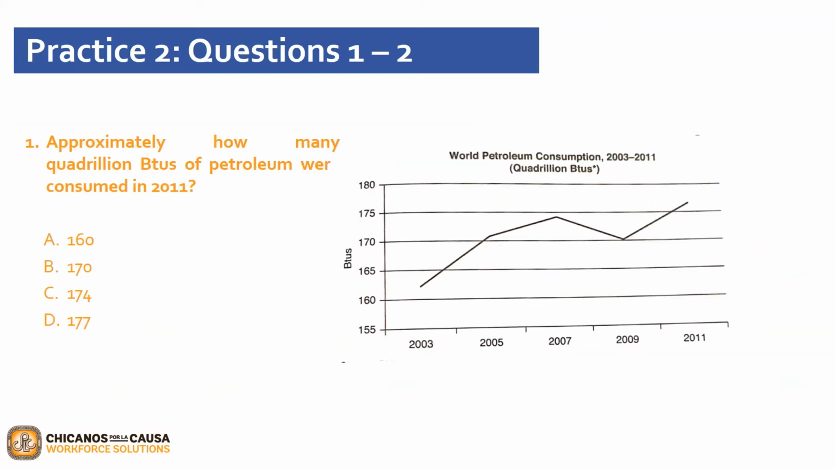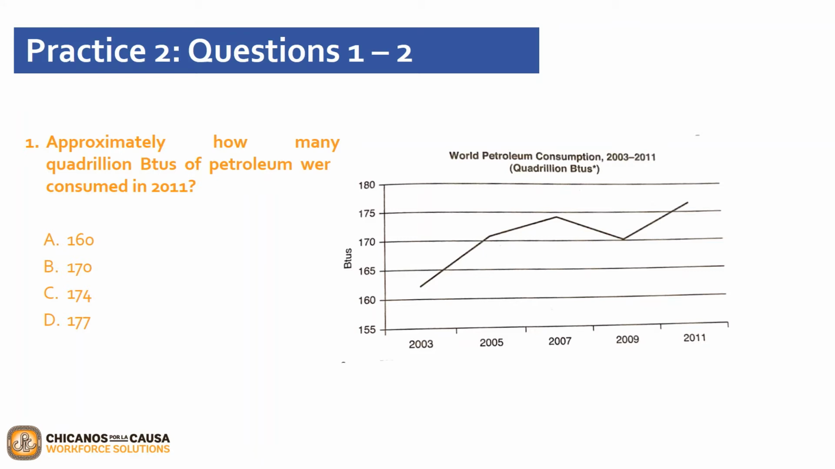For questions 1 and 2, remember to use the graph that was provided, which is world petroleum consumption between 2003 and 2011. Let's start with question 1. Approximately how many quadrillion BTUs of petroleum were consumed in 2011? So BTUs stands for British Thermal Units.